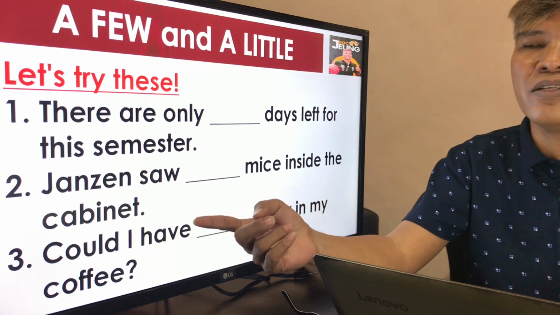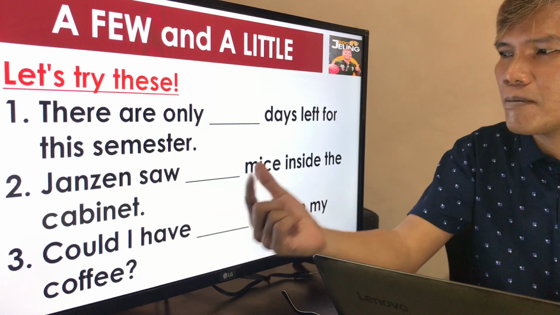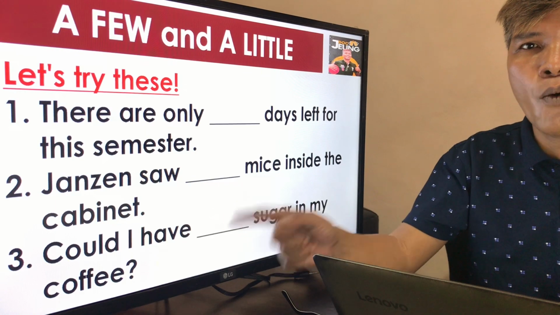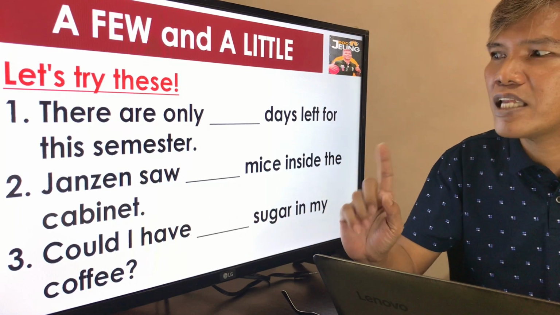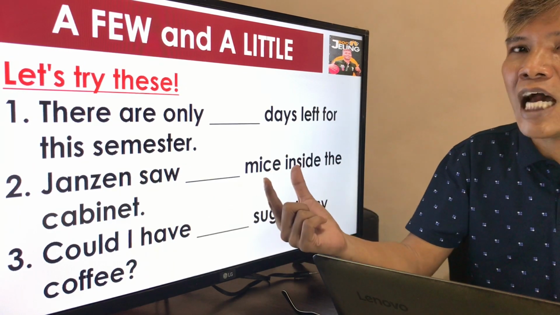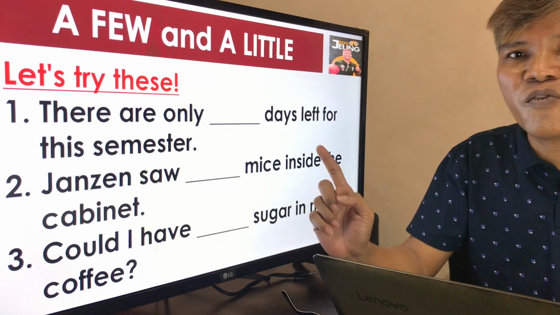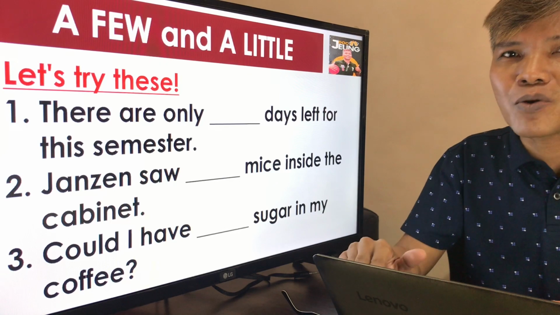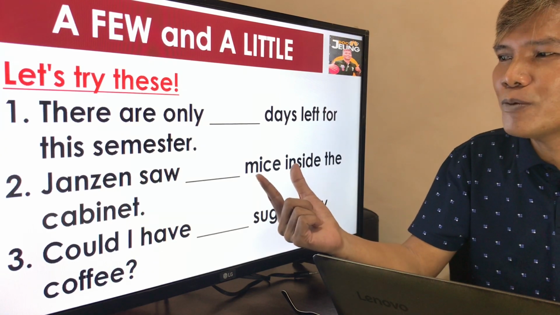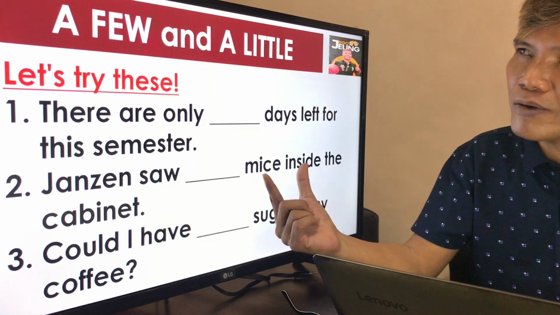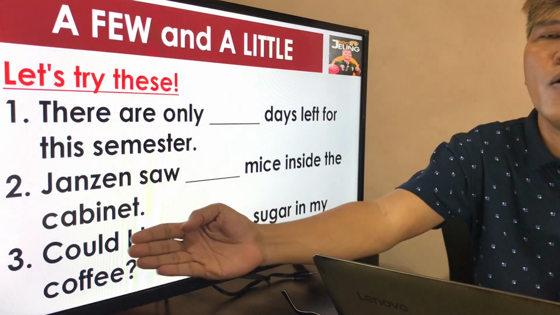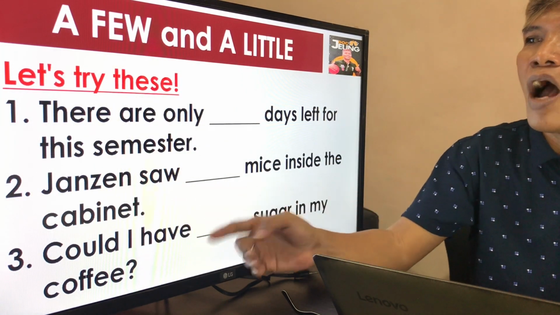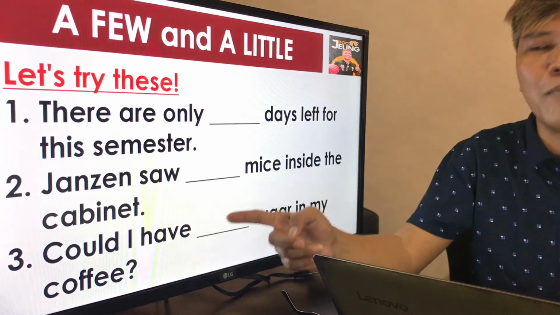Number 2, Johnson saw blank mice inside the cabinet. What is the next word after the blank? It is a noun, mice. Mice is in the plural form. It is the plural of mouse, and we can count mouse. So therefore, it's in the plural form and we can count. We will use a few. So, Johnson saw a few mice inside the cabinet.